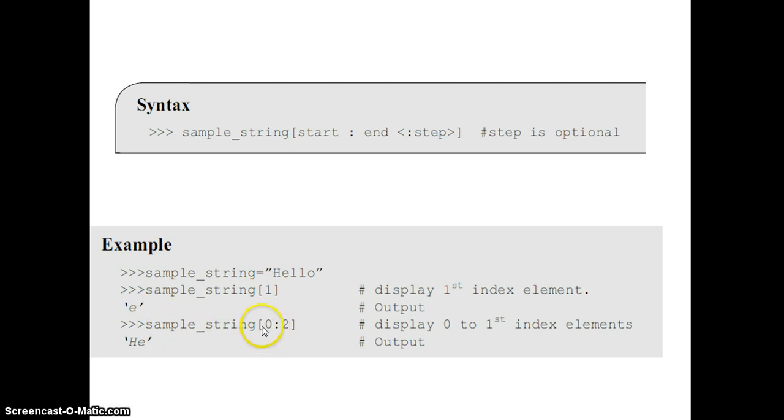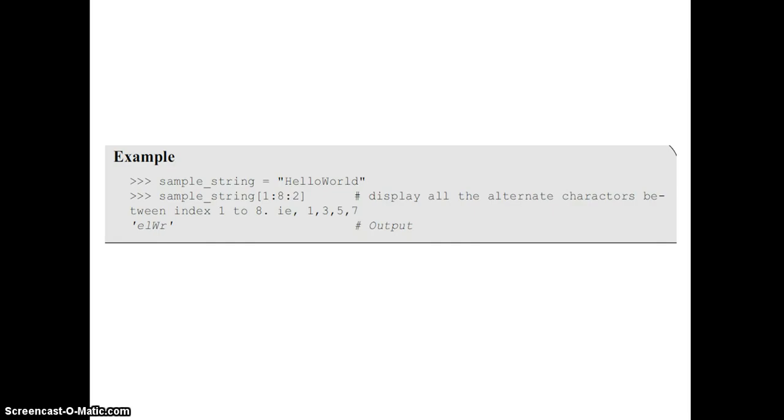Slicing operator means one or more characters. Say for example 0:2. 0:2 means 0 and 1; up to 1 it will be displayed. So H and E will be displayed: "He". Like that, three different operators are being used: concatenation, repetition and slicing.